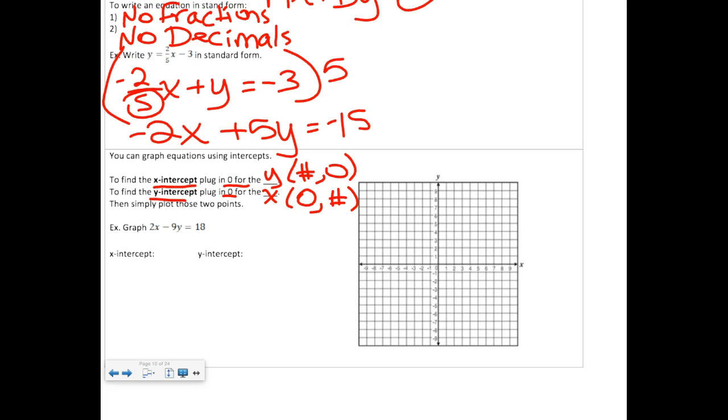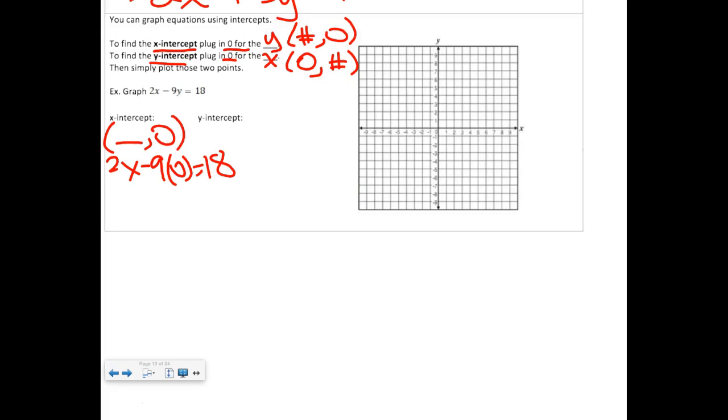Okay, so if I had this equation, right now this is in what form? Standard, okay. So I'm going to find my x-intercept. So I'm going to find x, and I'm going to plug 0 in for my y. So I'm going to have 2x minus 9 times 0 equals 18. This right here, this is just becoming 0, right? That's just going away. So then x is going to equal 9. Okay. So that's my x-intercept.